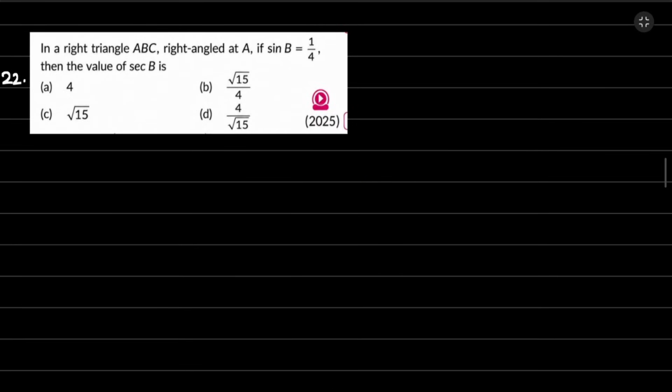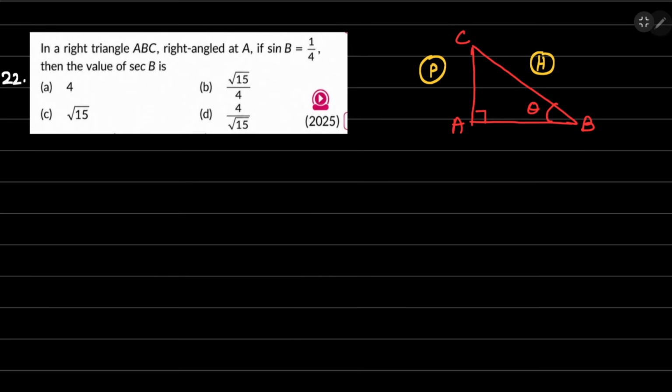In a right angle triangle, let's draw a right angle triangle. In a right angle triangle ABC, right angled at A. So this is your A. Right angled at A means angle A is 90 degrees. If sine B is given, where is the reference angle? Reference angle is at B. This is C. So which is your hypotenuse? This is your hypotenuse. This AC is your perpendicular and this is your base. You are given sine B is nothing but 1 by 4, which is perpendicular by hypotenuse.